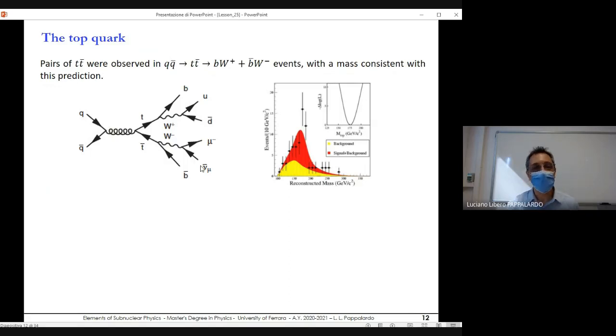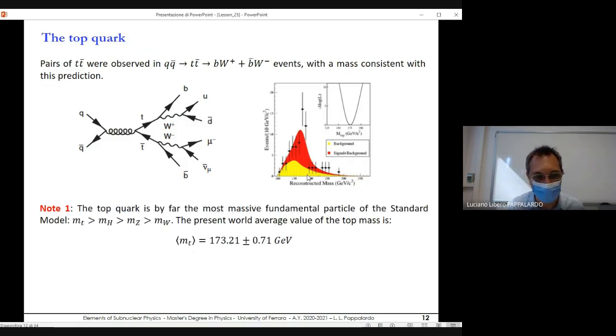So people did all this in 1994, and they reported here the experimental data of the invariant mass for this final state. And there was indeed a bump at 170-something GeV. This was indeed the discovery of the top quark, the last quark of the Standard Model. The top quark is by far the heaviest elementary particle in the Standard Model. It is heavier than the Higgs, which is heavier than the Z, which is heavier than the W. And today, the world average value for the top mass is 173.21 GeV, the one you find in your PDG booklet.